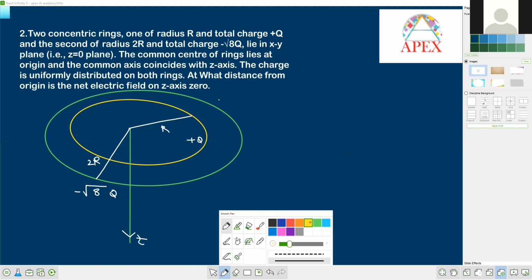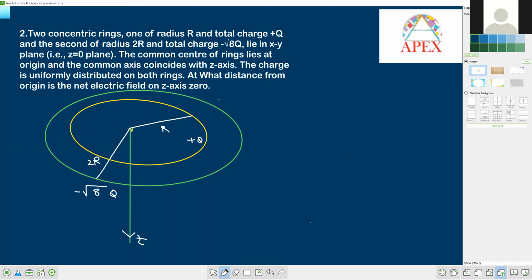Question number 2. Two concentric rings, one of radius r and total charge plus q, and the second of radius 2r and total charge minus root 8q, lie in xy plane, that is z equal to 0. The common center of rings lies at origin and the common axis coincides with z axis. The charge is uniformly distributed on both rings. At what distance from origin is the net electric field on z axis 0?